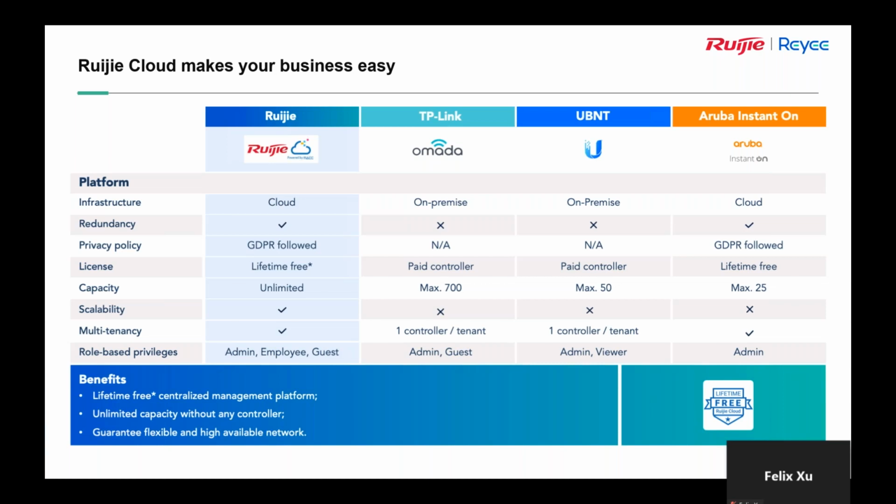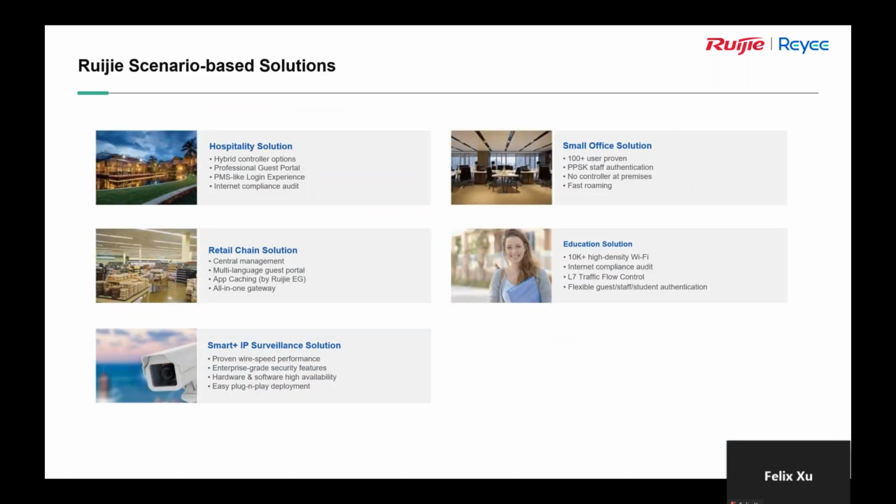Here from this chart, you can see the comparison. Ruijie Cloud is lifetime free and with unlimited capacity without any controller. Later, I will show you how you could save your money and your time to satisfy your clients. Based on this value, Ruijie and Ruijie provide different scenario-based solutions for you. Here you can see retail, smart IP surveillance, small office, education.